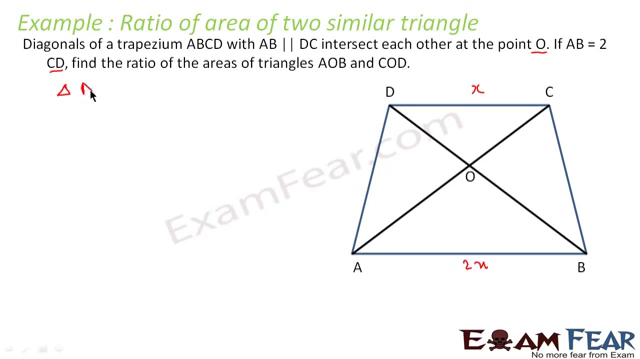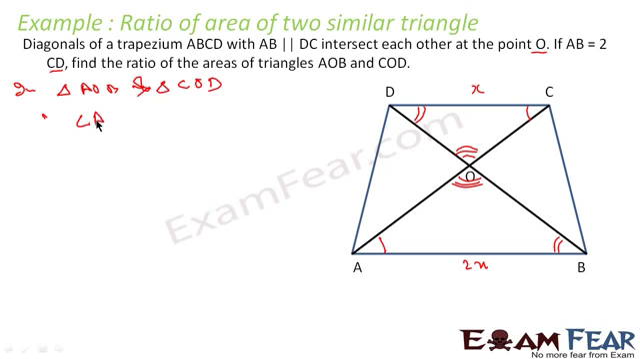We know that triangle AOB is similar to triangle COD. We know this. Why? CD is parallel to AB. We have done this question so many times. This angle is equal to this angle. A is equal to C. D is equal to B. Why? Alternate angle. And this angle is equal to this angle. Vertical opposite angle.